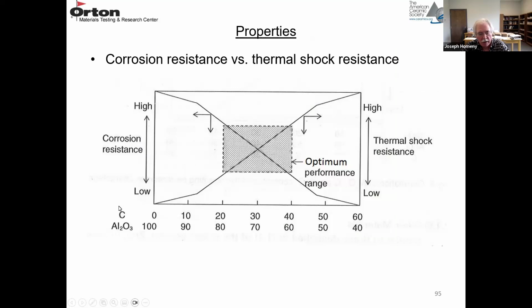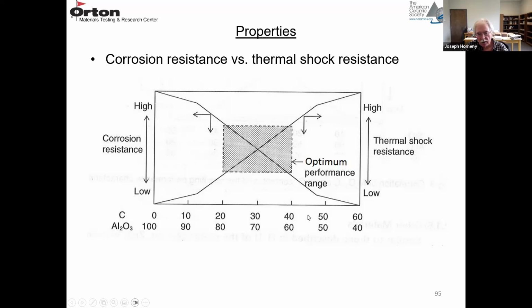So the compositions are designed to optimize both corrosion resistance and thermal shock resistance. So on the left-hand side here in the vertical axis, we have low to high corrosion resistance. On the right-hand side, we have low to high thermal shock resistance. So the carbon here goes from 0 to 60%, and the alumina aggregate goes from 100 down to 40%. So they all add up to 100%.